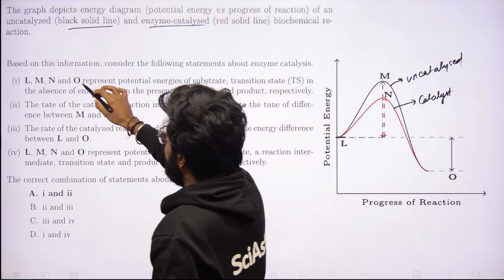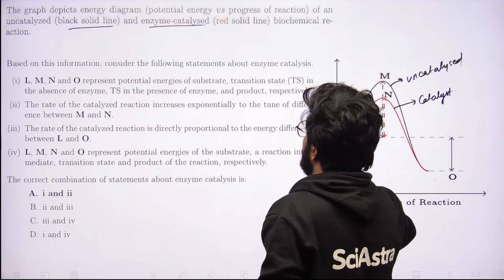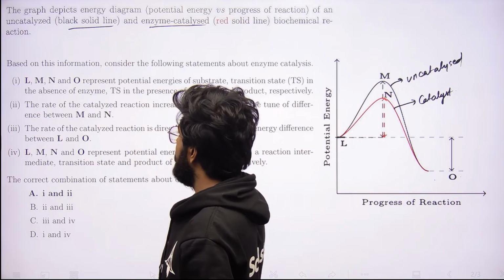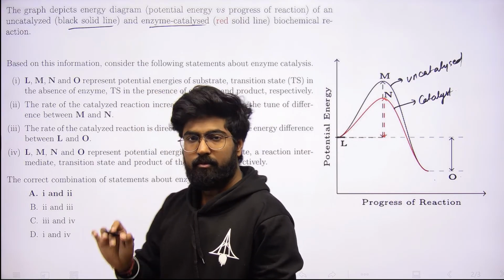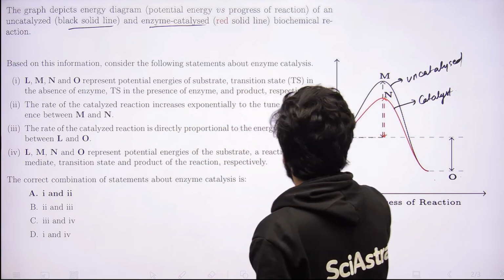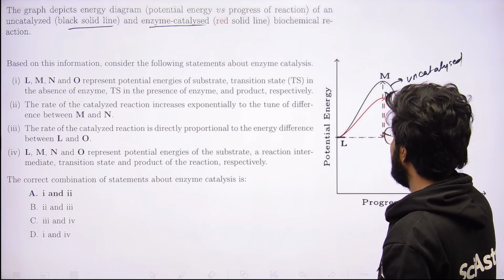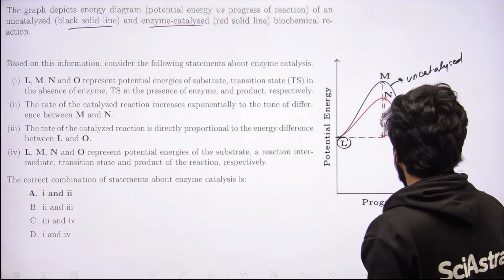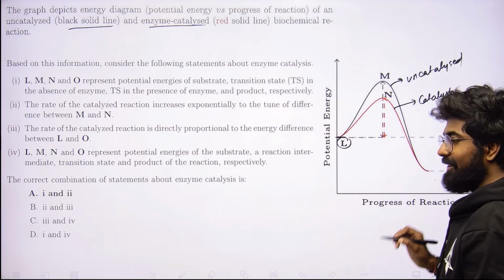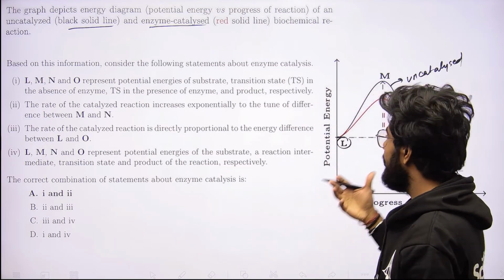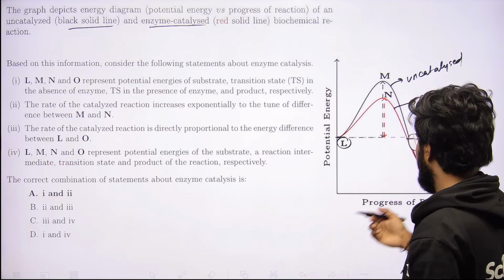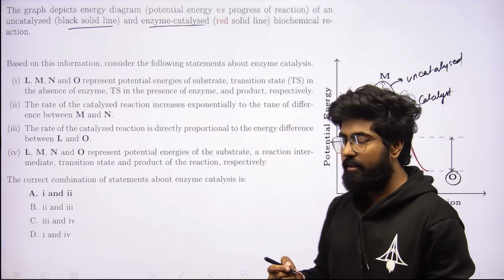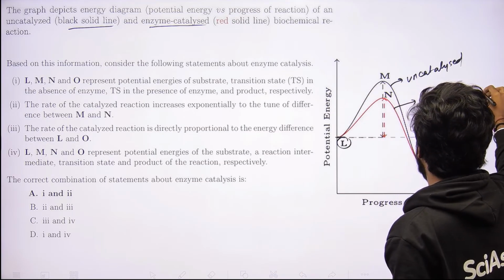Now based on this information, consider the following statements about enzyme catalysis. L, M, N and O represent. So now, just before we read it, we should understand what these points are. As we know, L is the energy of the reactant, O is the energy of the product, and just to add to your knowledge, this reaction is exothermic in nature. How do I know? Because the energy difference of the final to the initial is negative, right? So this is an exothermic process.